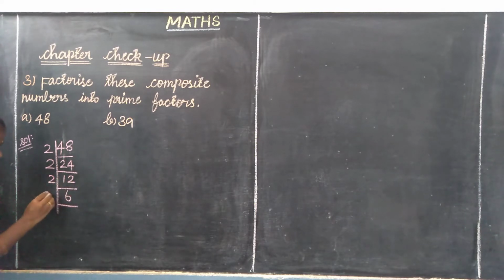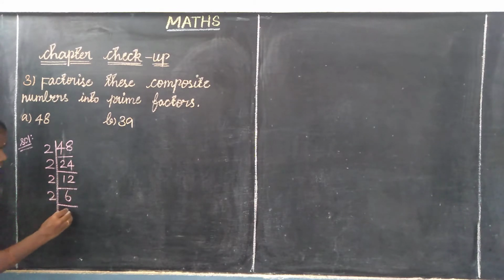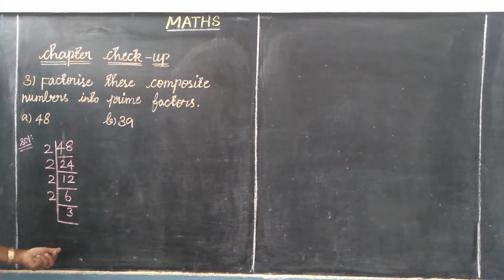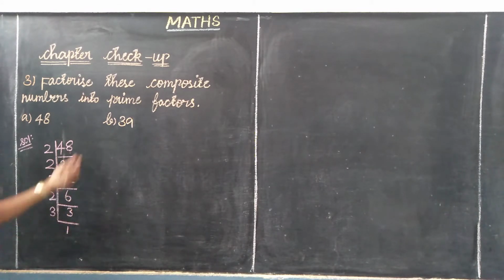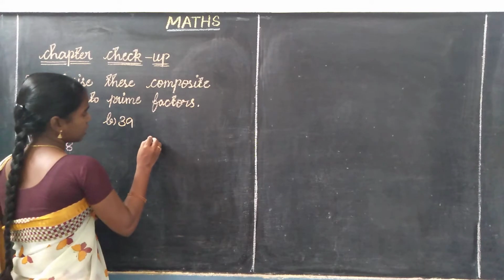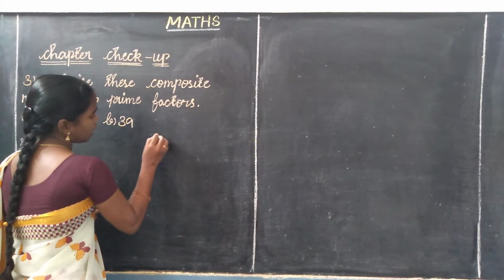Then again divisible by 2. How many times? 3 times, because 3 2's are 6. And 3 is a prime number, so it is divisible only by itself. So 1 3 is 3. Finish.